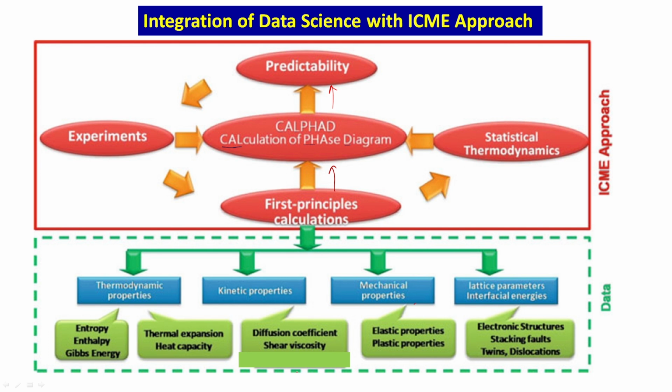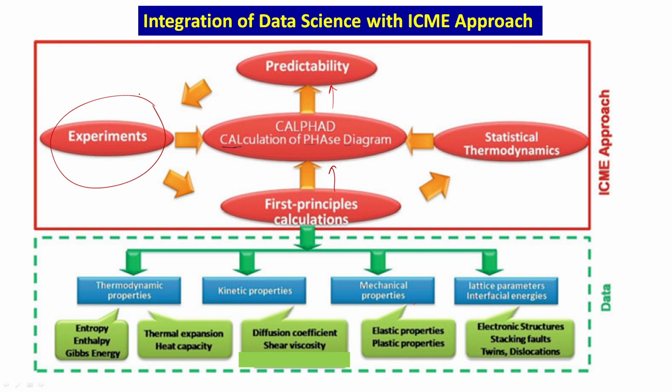We can also get information from experiments, you can see here, right. So, these three things, experiments, first principle calculation and statistical thermodynamics together can provide information to CALPHAD, and this CALPHAD then can be used to predict phases and microstructure. That is the most important information you can get from the CALPHAD calculations. So, it is an integration of data science with the approach of thermodynamics. That is why we call it ICME or integrated computational materials engineering approach.